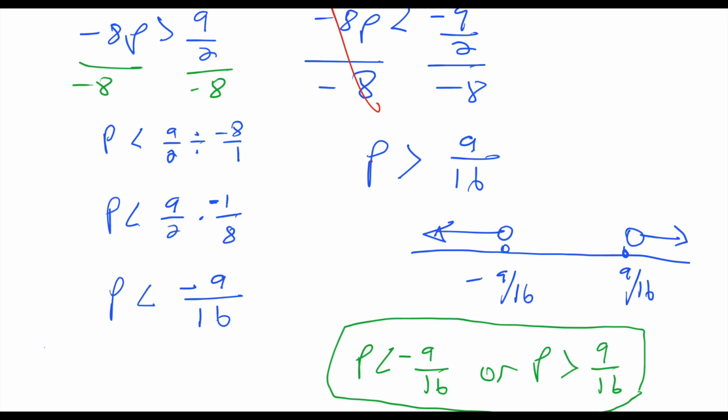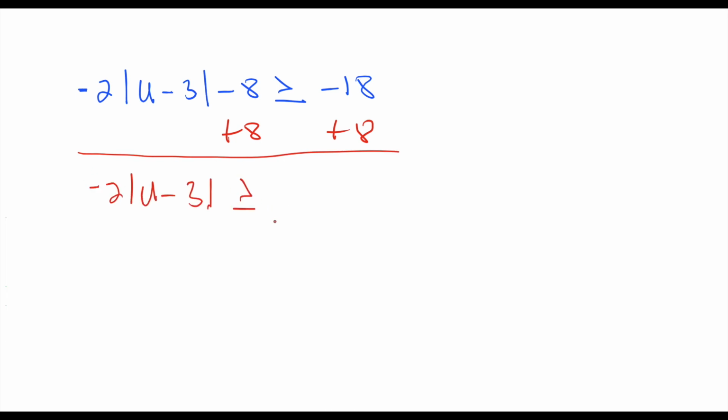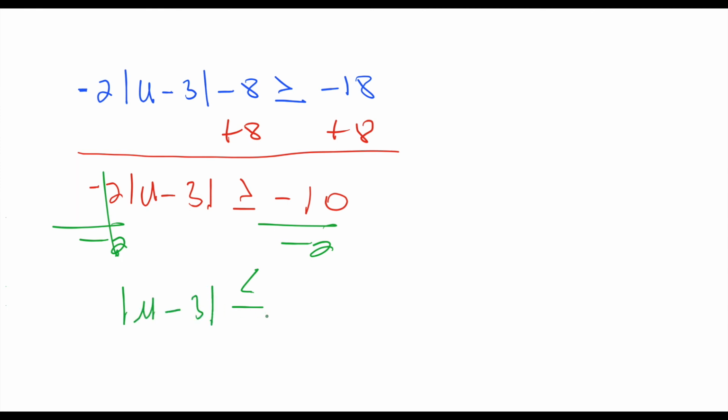Okay, hold on a sec. Okay, so what do? Okay, add 8 to both sides. All right, perfect. Now what? Okay, divide by negative 2. Flip the sign. Absolute value minus 3, less than or equal to 5. Okay. Now what do?